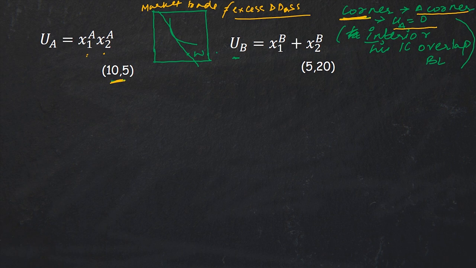So this means A wants to consume on the interior, which means B will have to consume on the interior, which means that the only way it can happen is if his MRS is equal to the price ratio, which means his IC is overlapping the budget line, right? We understand the step so far? If his IC is overlapping the budget line, that means this entire yellow line is equilibrium for B.